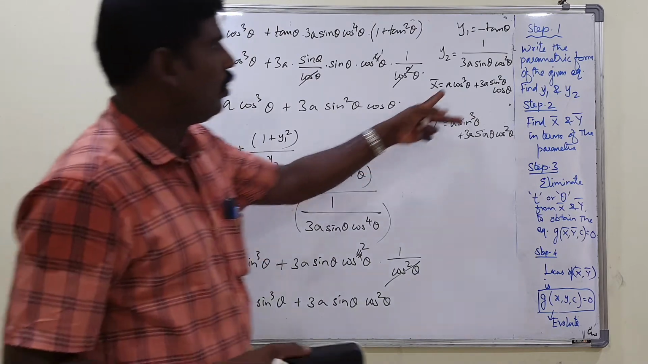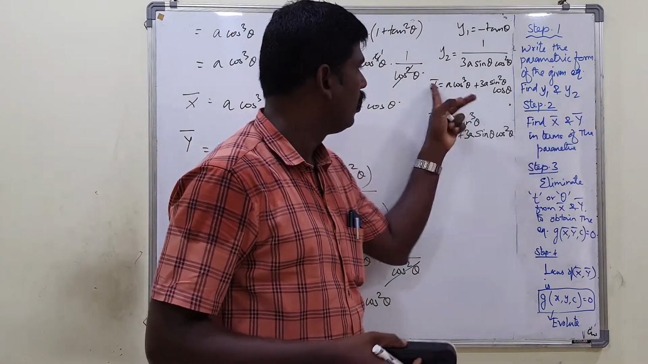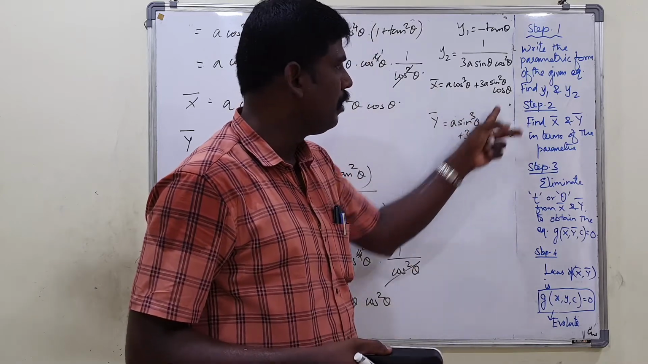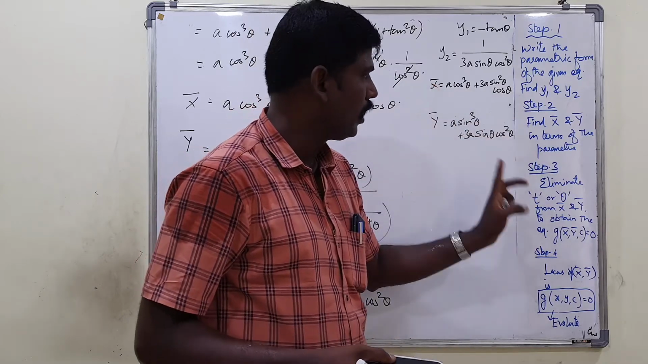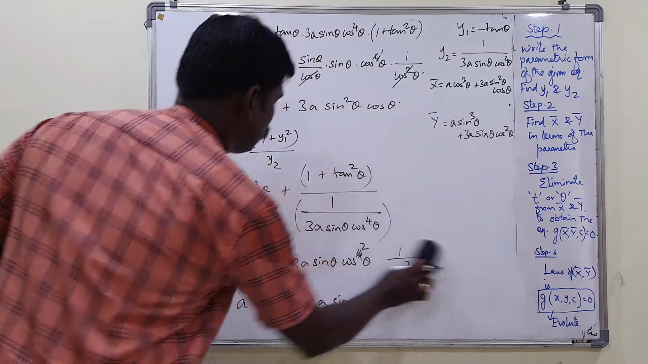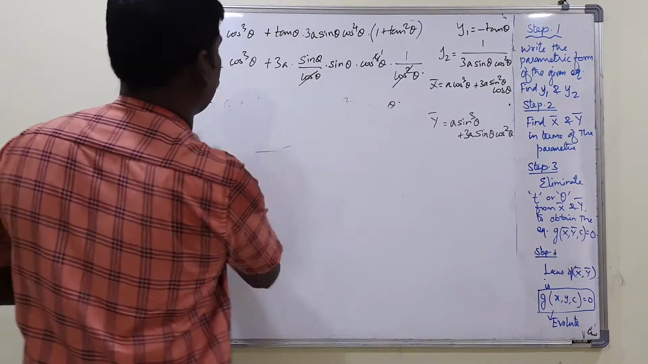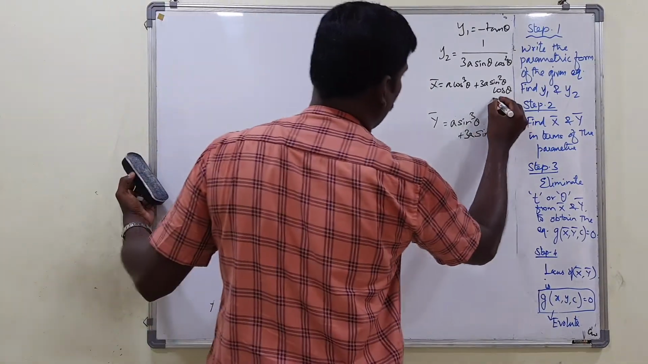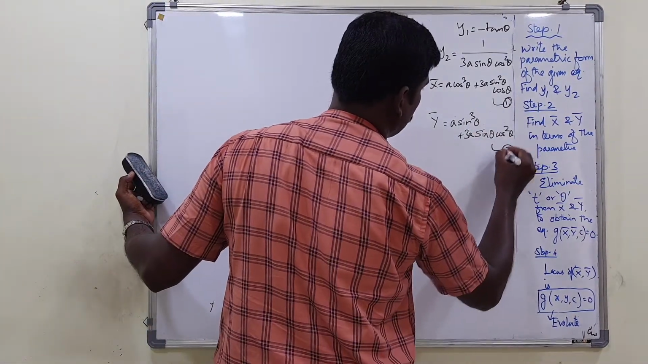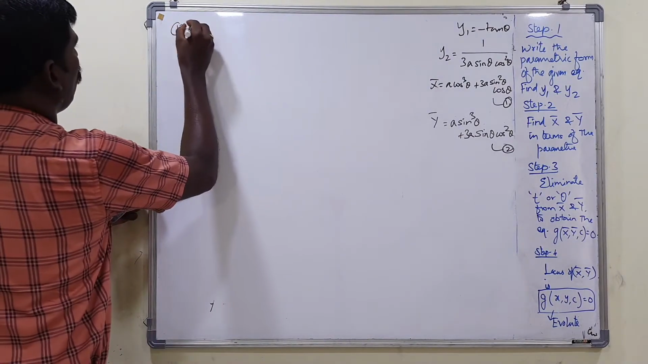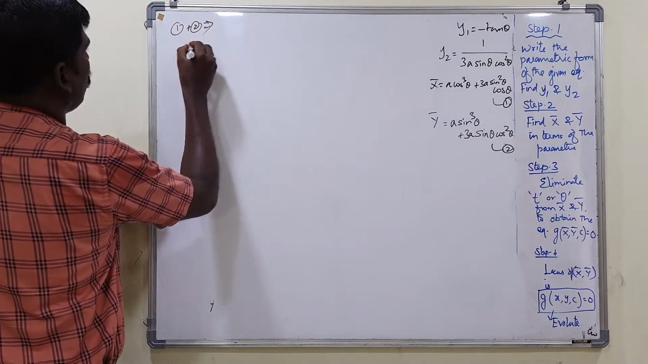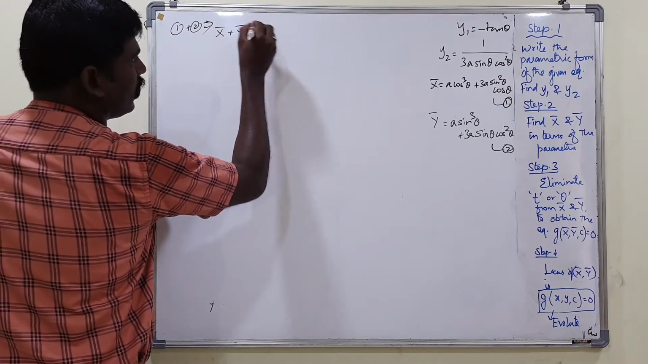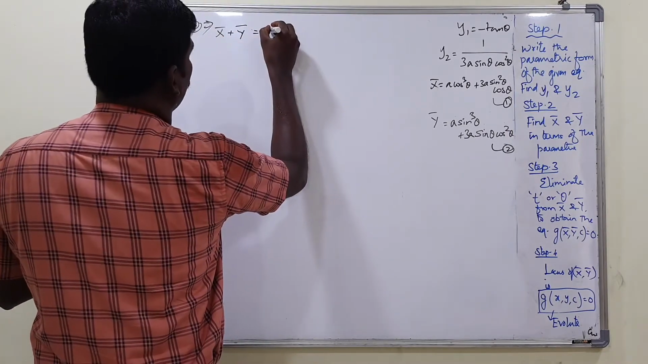Right. So now I find x bar and y bar in terms of the parameter theta. Now I am going to eliminate this theta from x bar and y bar. Now I call this equation number 1 and this equation number 2. Add 1 and 2. 1 plus 2 implies what you will get? x bar plus y bar, isn't it? Equal to what? What is on the right hand side?